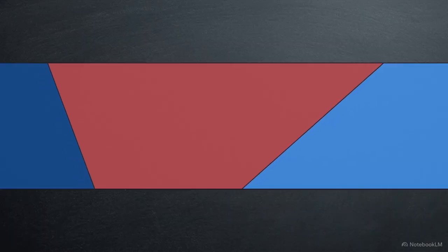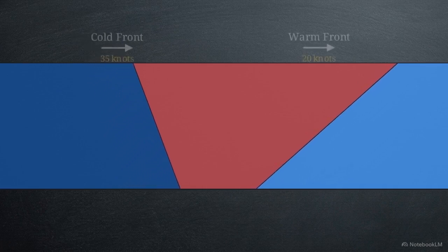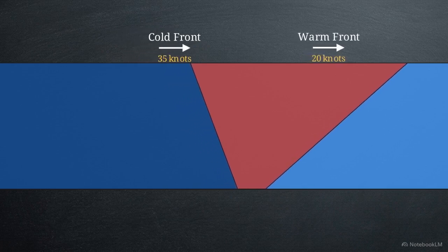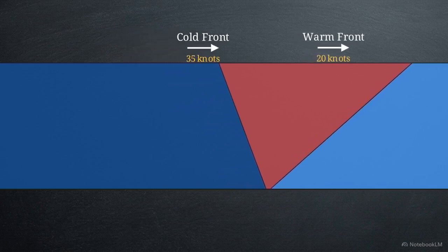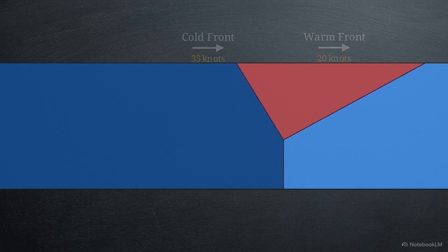In this zoomed-out cross-section, the mechanics of an occlusion become inevitable. A cold front moves at 35 knots. A warm front moves at 20 knots. Eventually, the cold front catches up. When they collide, the entire warm air sector is violently squeezed and lifted completely off the surface. There are two variations of this collapse.